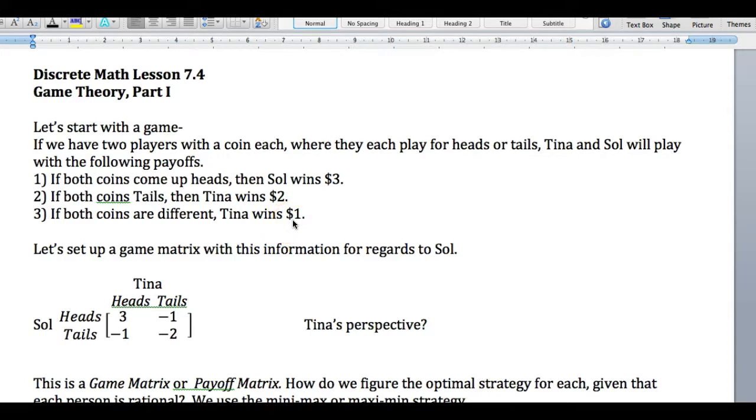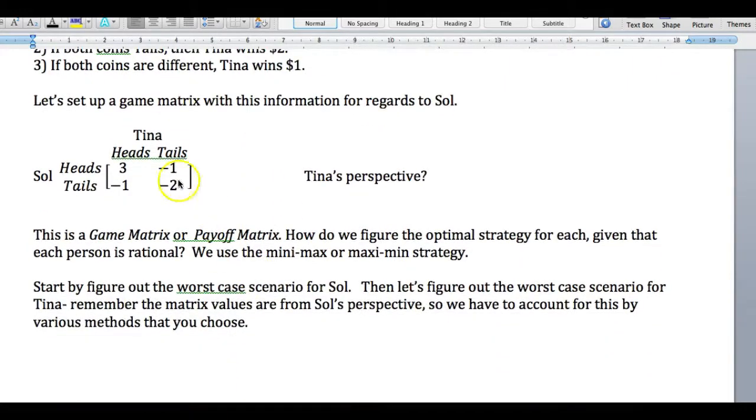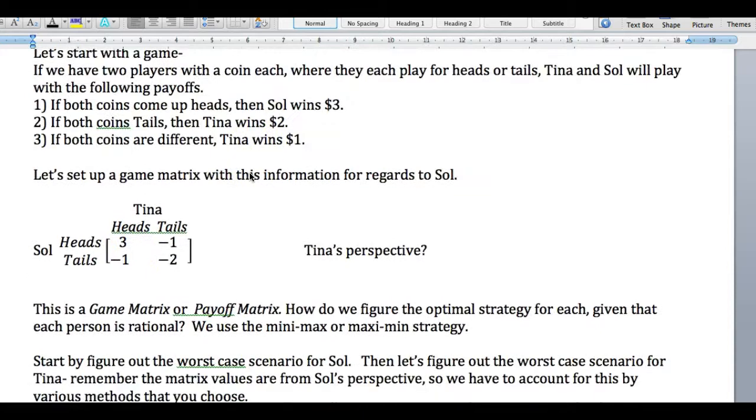So what we want to do is set this up into a game matrix. This is the game matrix that would satisfy these conditions. But now, look at this: it is from Saul's perspective, not Tina's perspective. So if both coins come up heads, then Saul is going to win $3. If one comes up heads and one comes up tails, then Saul is going to lose $1. And the last case would be right here: if they both come up tails, then Tina is going to win $2.